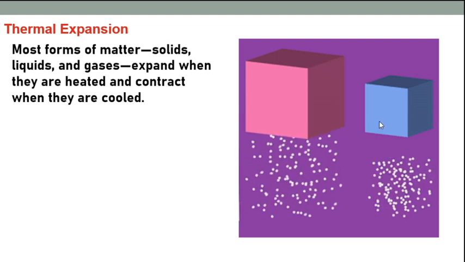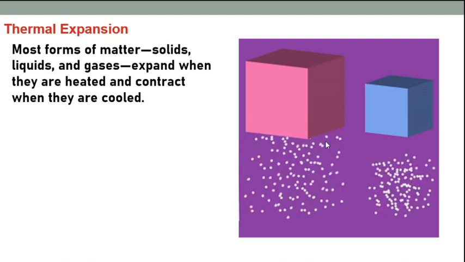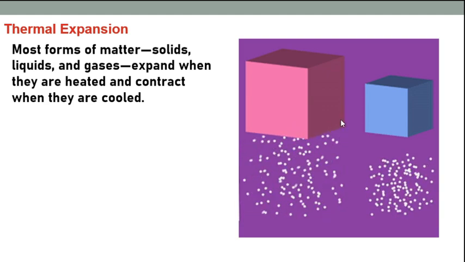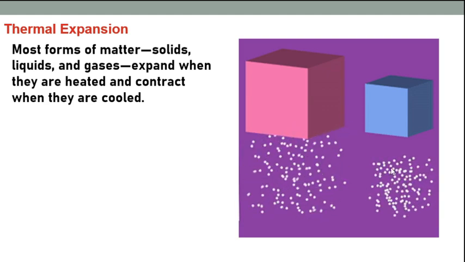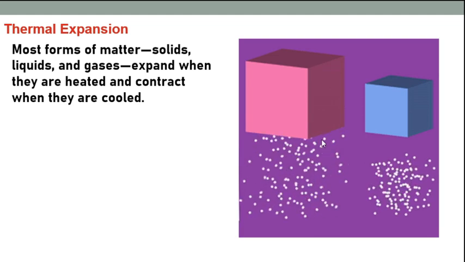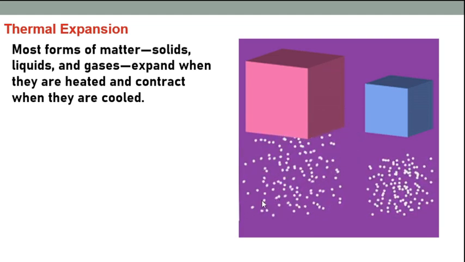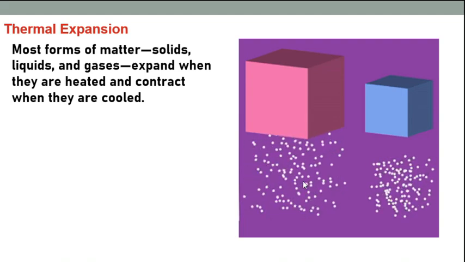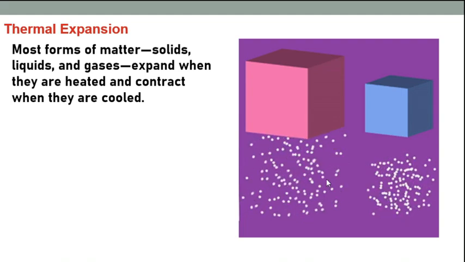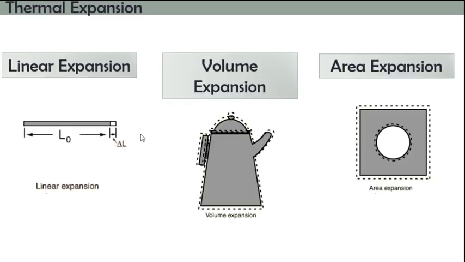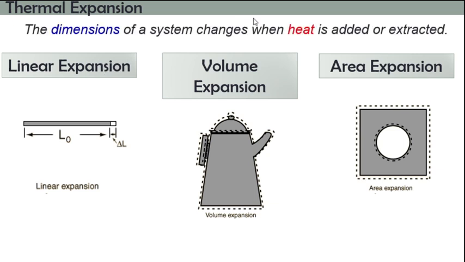The illustration shows the particles in solids, liquids, and gases. So, the particles vibrate even when cold. At higher temperature, they vibrate faster and tend to move further apart, taking up more space, making the substance expand. So the dimensions of a system change when heat is added or when heat is removed or extracted.